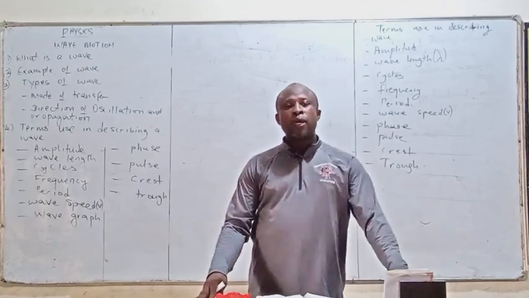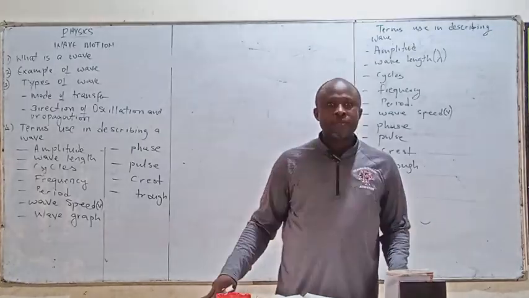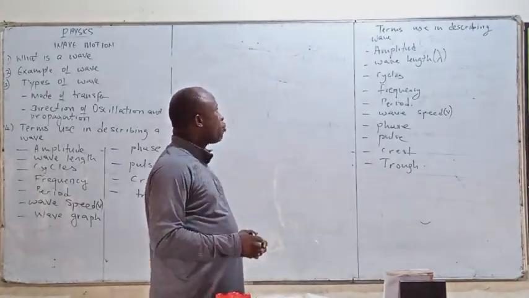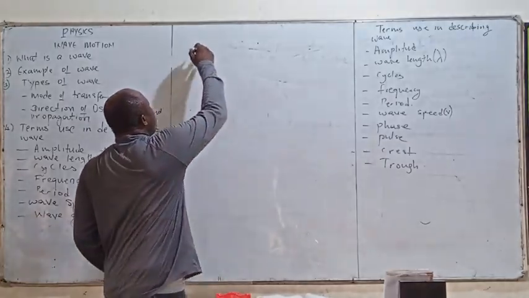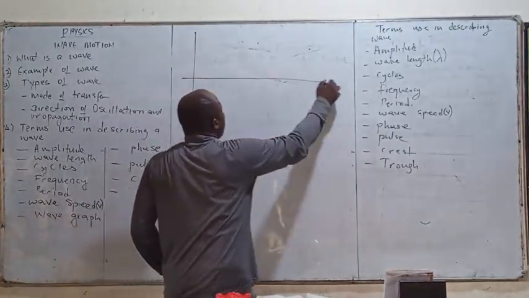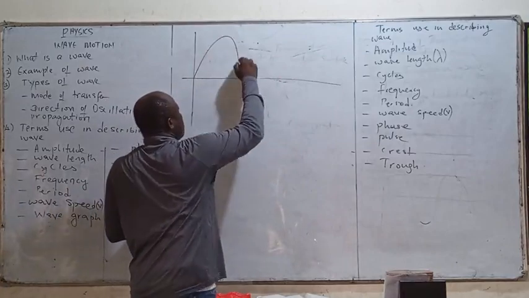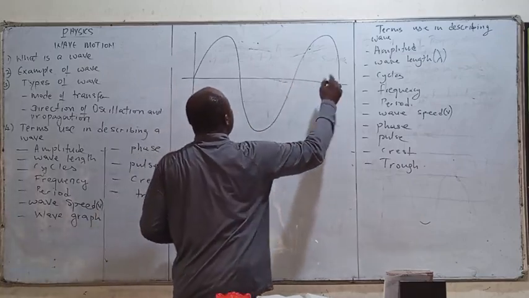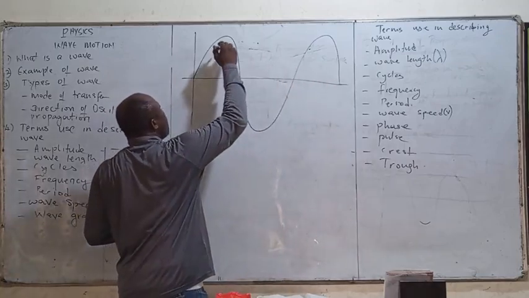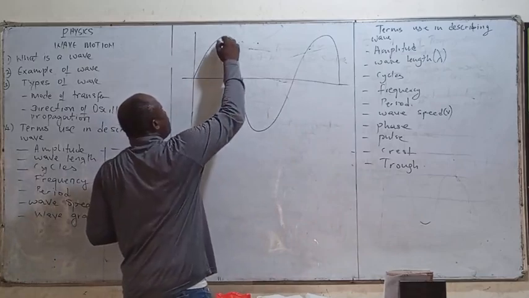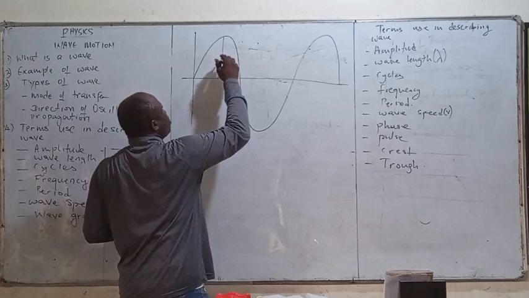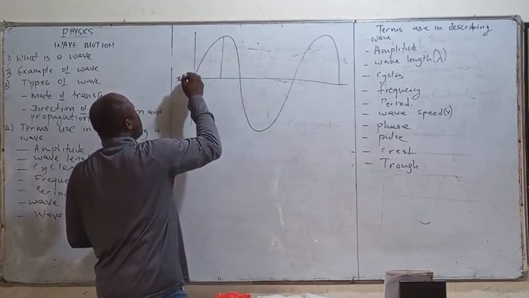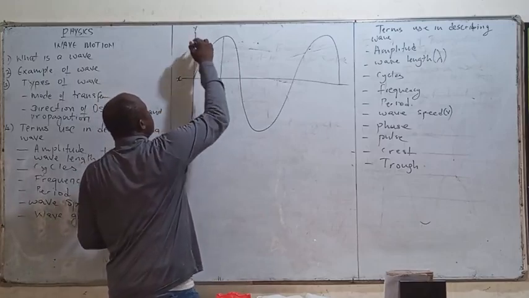In this session, we are looking at terms used in describing waves. First of all, we are going to be taking a wave profile. For a wave profile or a wave diagram, we also refer to it as a wave curve or sinusoidal wave. Here we have that straight line touching the zero axis, the x axis. The vertical axis is Y.